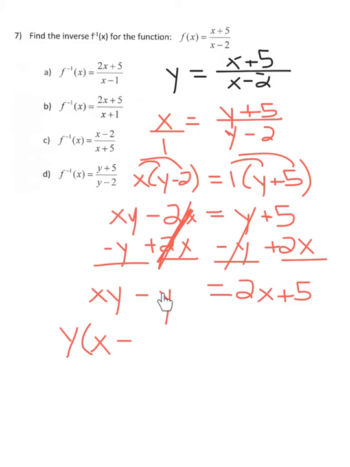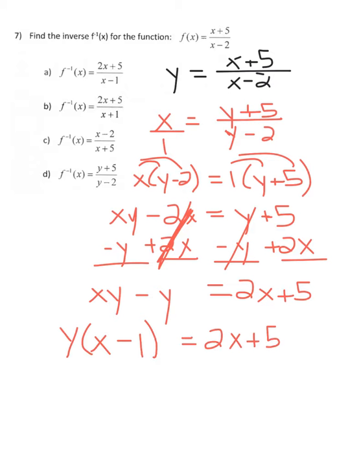Now, I had a y, and I took it out, but I have to be left with something. So let's think about it. When you take something out, you're really dividing. y divided by y is 1, so we're going to put a 1 right here. And then let's bring down the right-hand side of the equation.